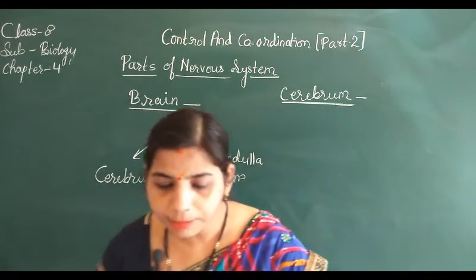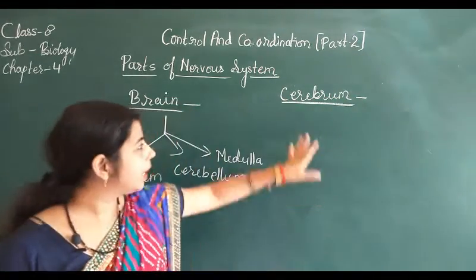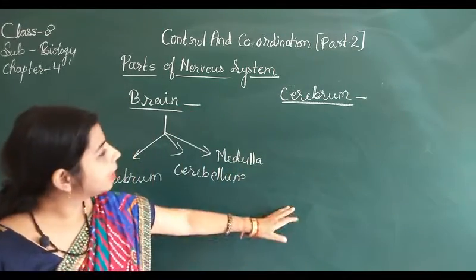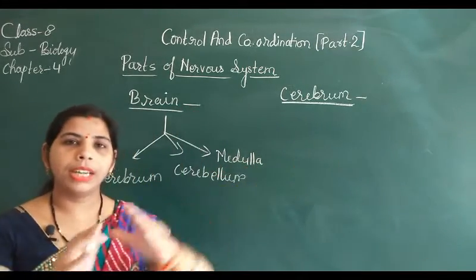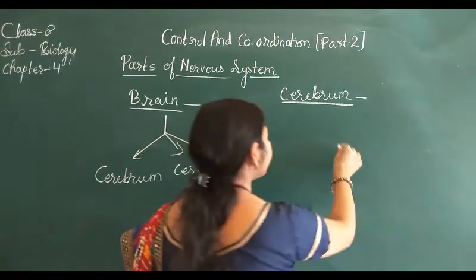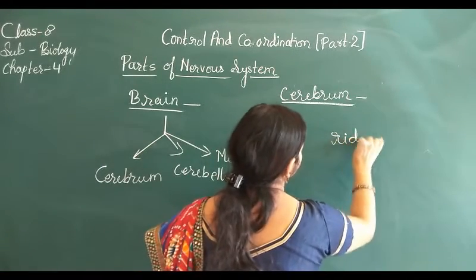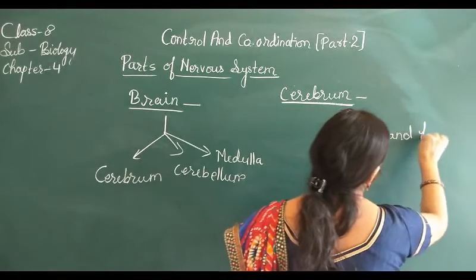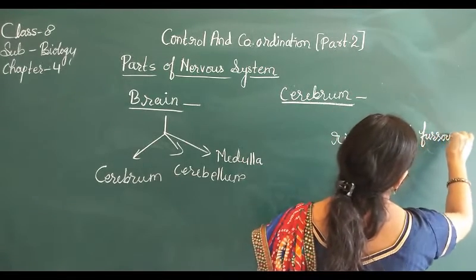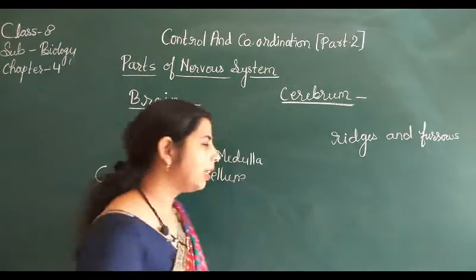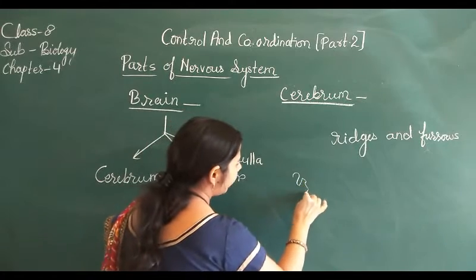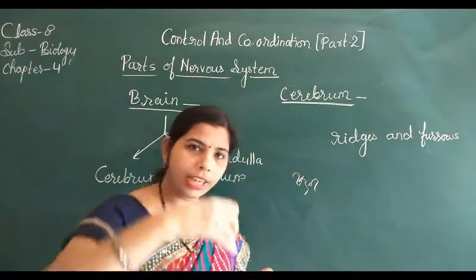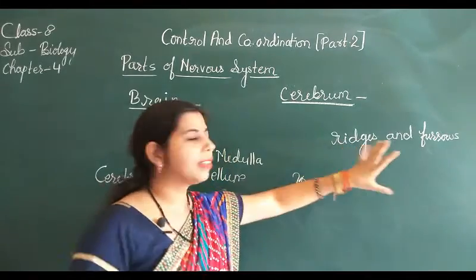Now the cerebrum is the main part of the brain, it is the largest part of the brain, and it consists of ridges and furrows. You have seen the structure of the brain, it has these types of ridges and furrows. Inside there are some cave-like pits, and on the top they are known as ridges and furrows.